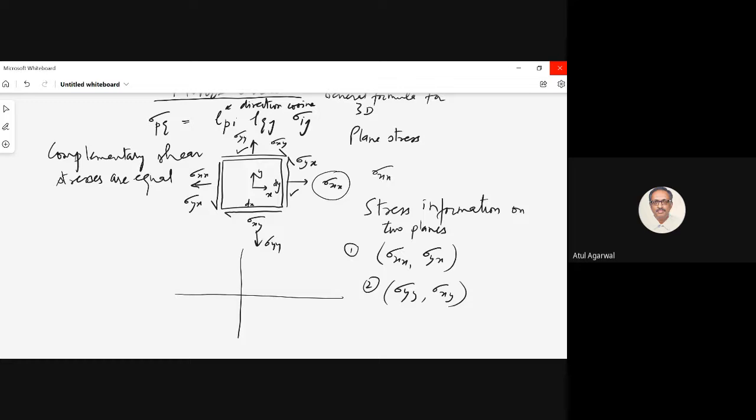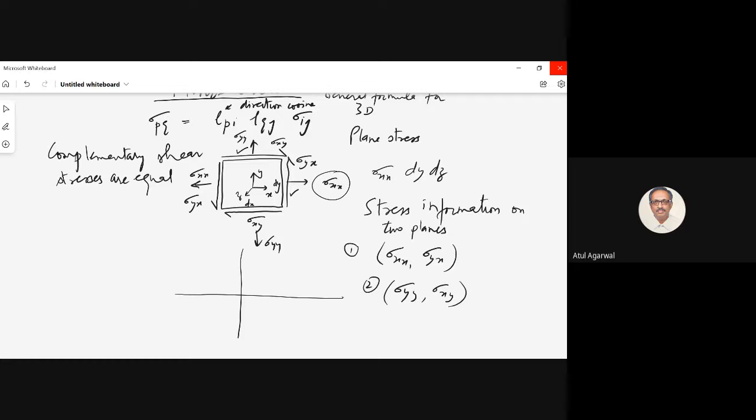So what is the stress force because of this? Sigma xx into dy dz. dy dz is the area of this right face, so dz is the thickness in the depth direction. So you've got an element dx dy dz; those are the sides of the element. So this becomes the force on the right face.